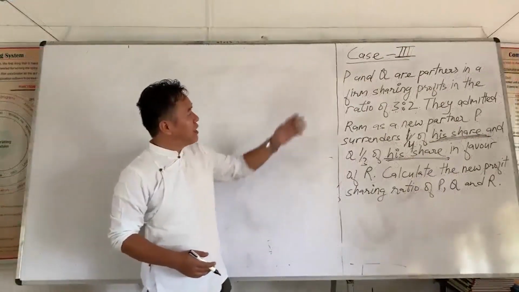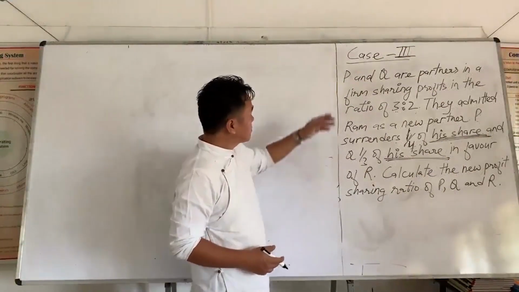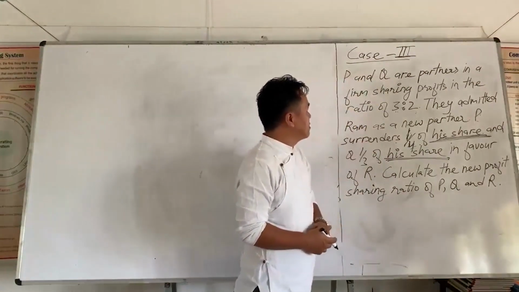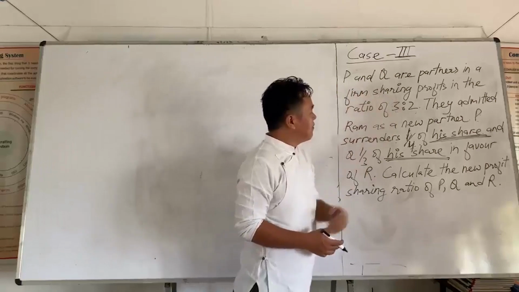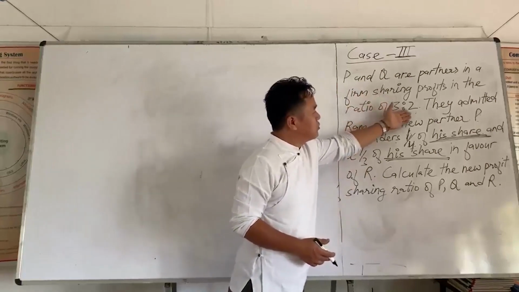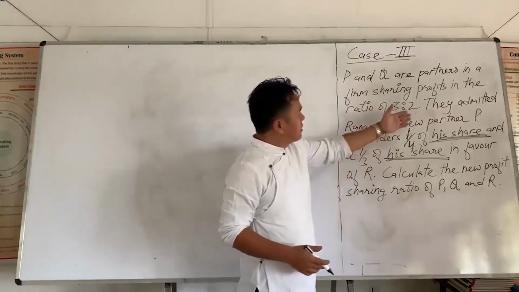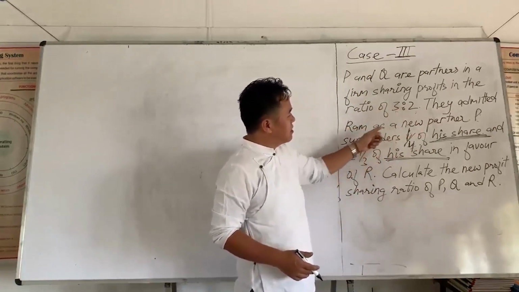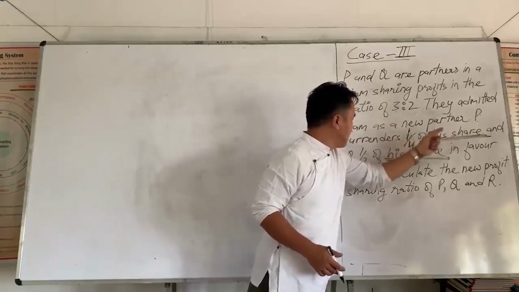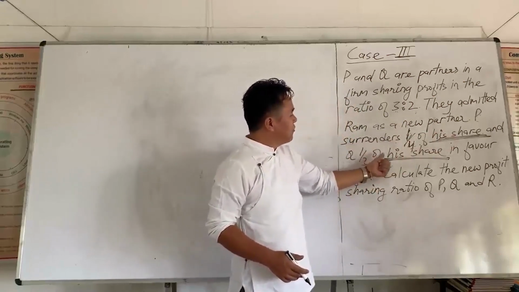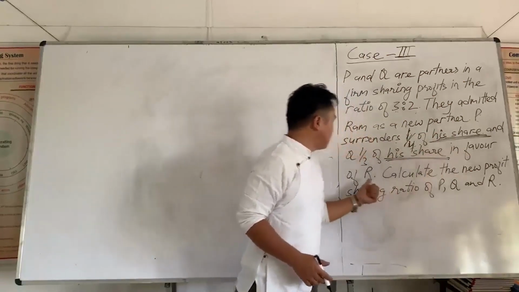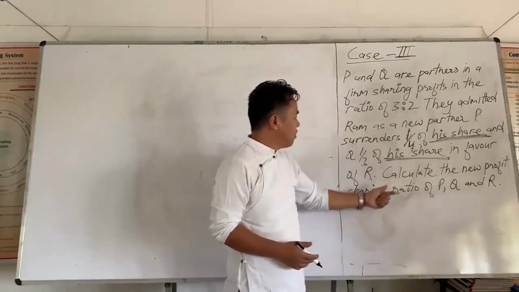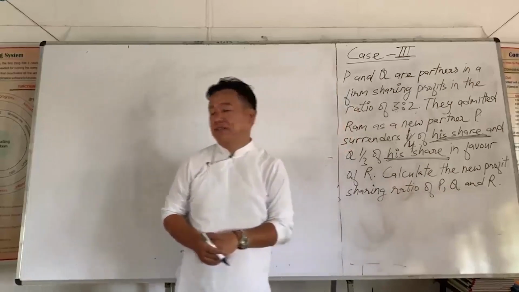Okay, now look at case number 3. I'll read the question first. P and Q are partners in a firm sharing profits in the ratio of 3:2. They admitted Ram as a new partner. P surrenders 1/4 of his share and Q 1/3 of his share in favor of R. Calculate the new profit sharing ratio of P, Q and R.